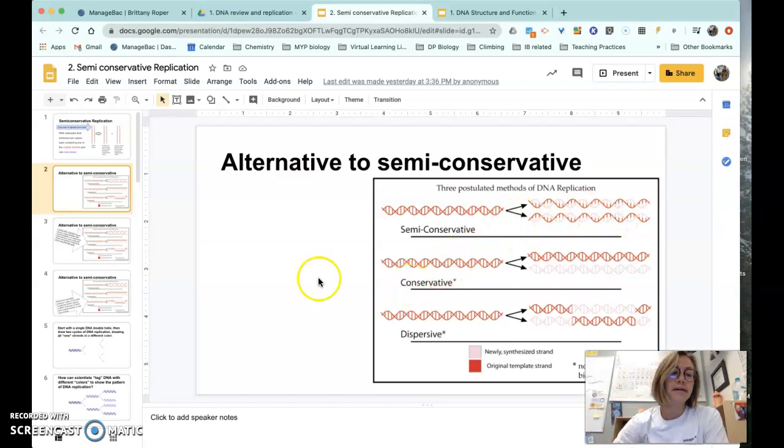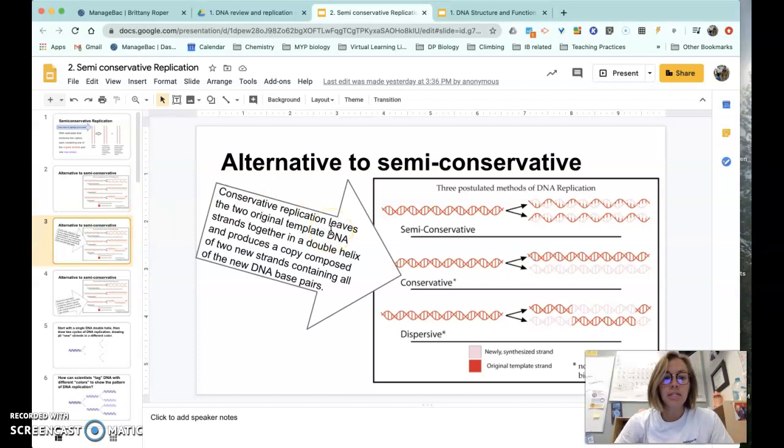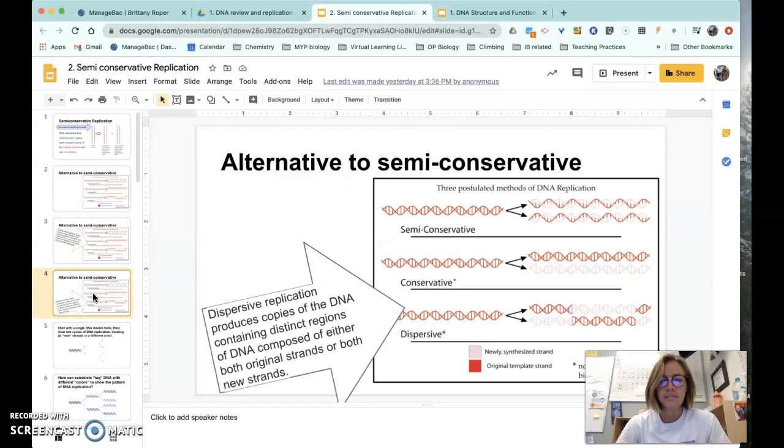Conservative is an alternative. However, conservative replication leaves the two original template DNA strands together in a double helix and produces a copy composed of two new strands containing all of the new DNA base pairs. I want you to think about why that might not work very well. What would be hard about that? And then the next alternative to semi-conservative is that of dispersive. So this is when DNA containing distinct regions of DNA composed of either both original strands or both new strands. So kind of getting this like random mishmash of different DNA, old and new. We have since supported the semi-conservative model.